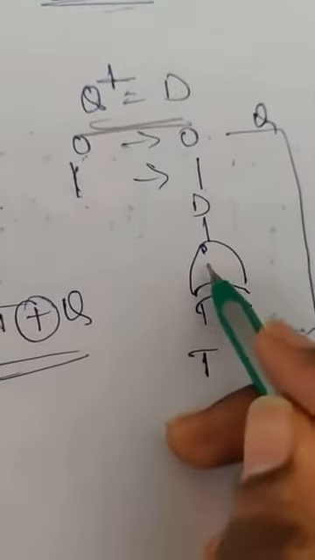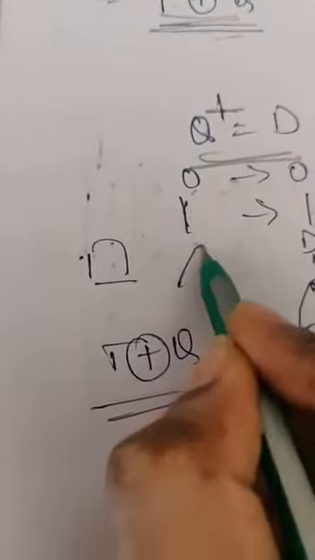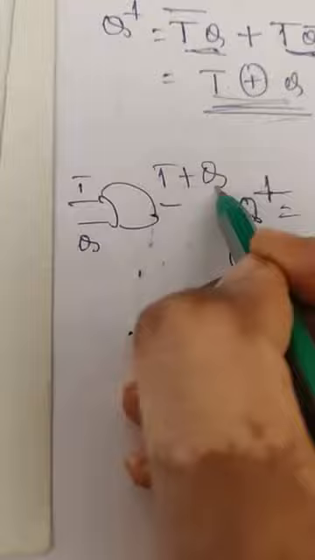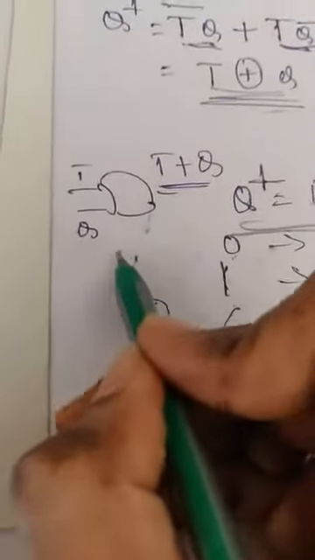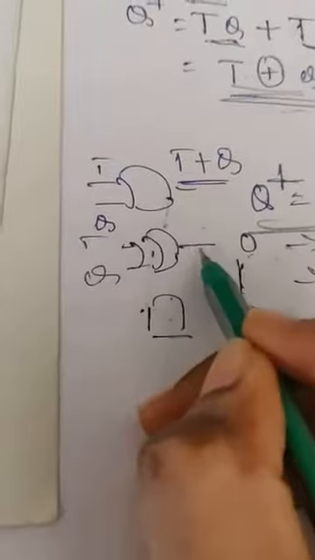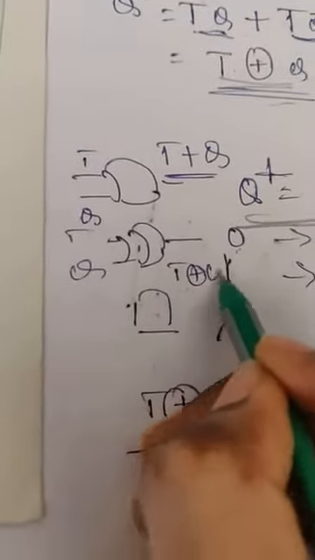This is the symbol. Normally, how are you supposed to write the OR gate? You used to write it like this, right? If it is T and Q, you used to write T plus Q. This is how you are supposed to write the OR gate. Similarly, exclusive OR gate means T and Q. This can be written as T exclusive OR Q. This is how you are supposed to write it for the exclusive OR gate.